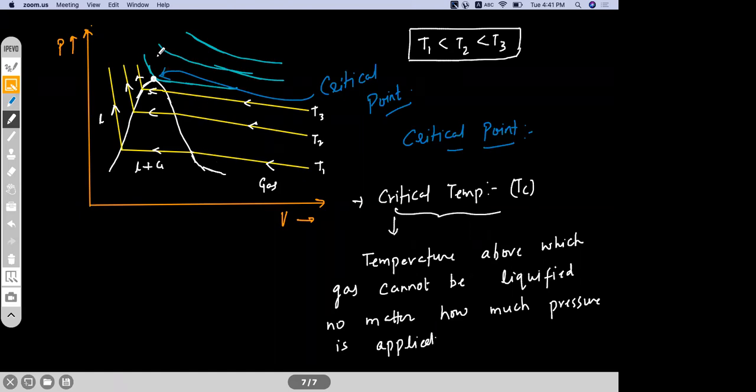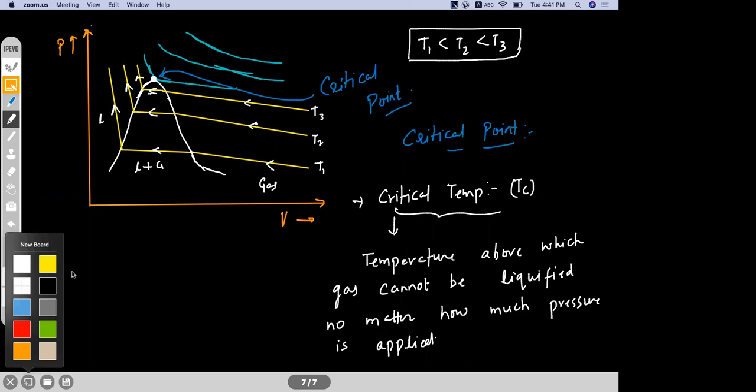So beyond this point, the liquefaction is not possible, because you have already increased the temperature to such an extent that the gaseous particles are moving randomly with a very high velocity. So interaction is not possible, right? Hence the liquefaction is also not possible, right? So the critical temperature definition is this. In another way, we can write the temperature below which the liquefaction of gas is possible by applying pressure. This way also we can define.